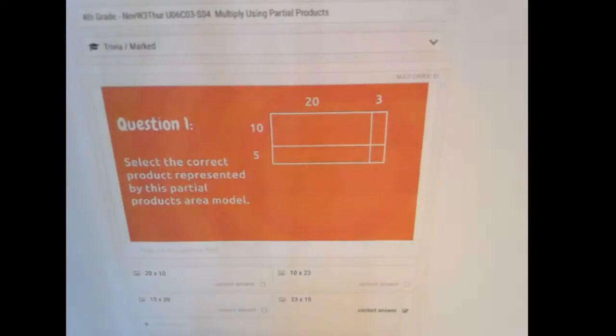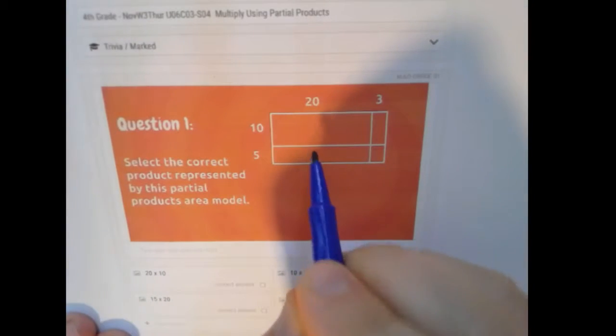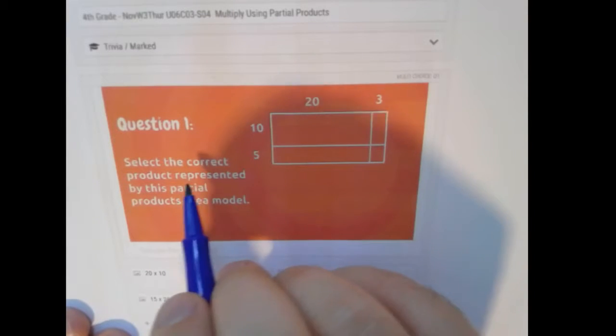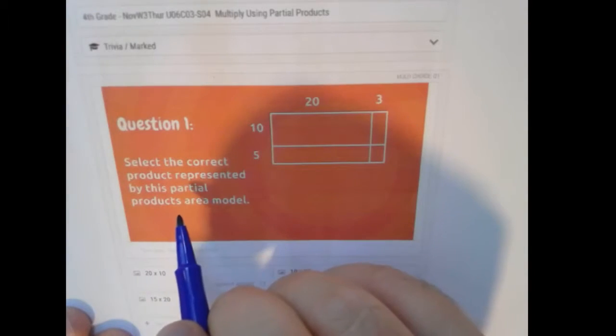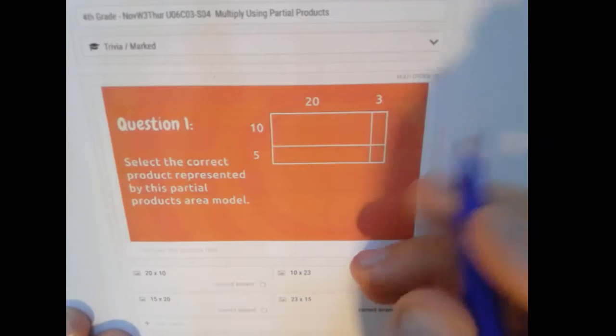Yesterday we practiced recognizing the partial products model, and now we're going to actually use it to solve these and learn a little bit more via practice here. So the goal in this first example: select the correct product represented by this partial products area model.